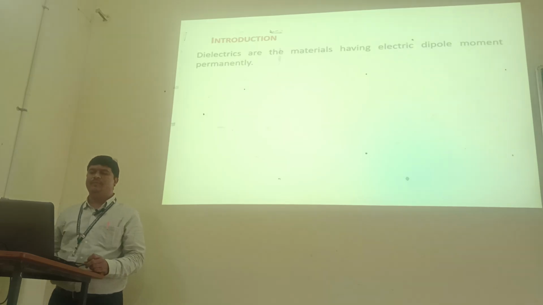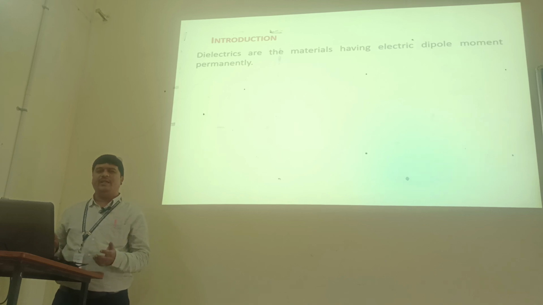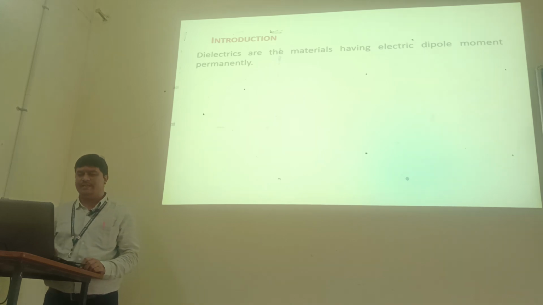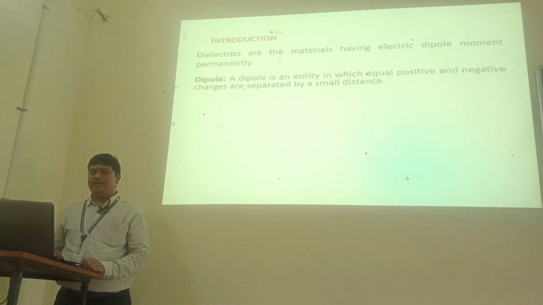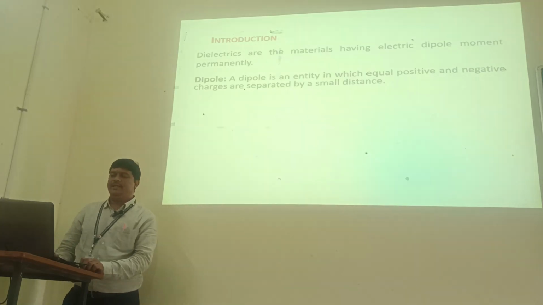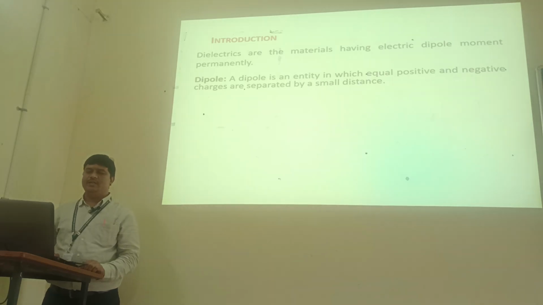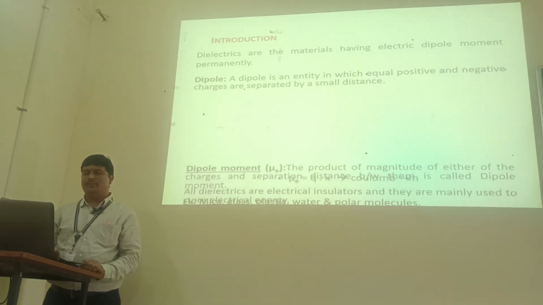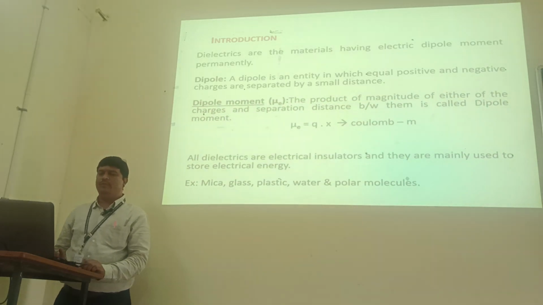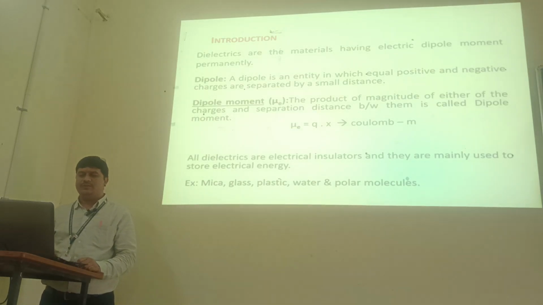Introduction. Dielectrics are materials having a permanent electrical dipole moment. A material having a permanent dipole moment is called a dielectric material. A dipole is an entity in which equal positive and negative charges are separated by a small distance. Next, dipole moment. The product of the charge and the separation distance is known as the dipole moment. It is shown in the figure.